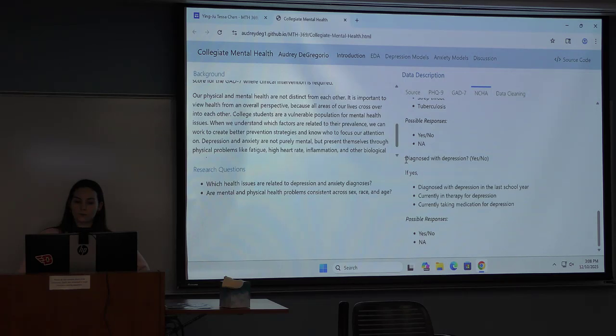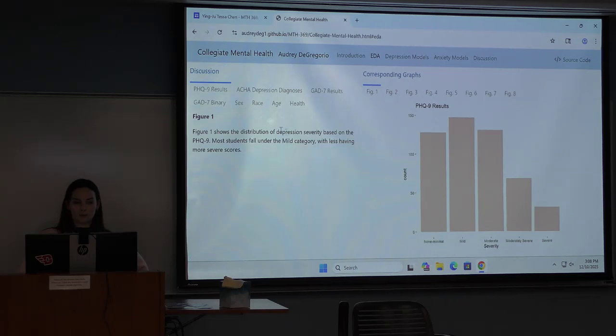The Y variable will be whether someone was diagnosed with depression or not for the depression models, and this is from the NCHA as well. For the anxiety models, here I'll go into EDA for that. I'll get back to that in a second.